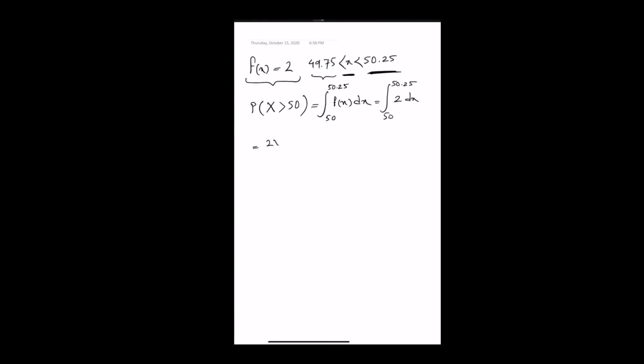That is going to be 2x from 50 to 50.25. And when we put the numbers in, it's going to be 2 multiplied by 50.25 minus 2 multiplied by 50. That's going to be 100.5, and this is 100, right? So 100.5 minus 100. The result is going to be 0.5. So the probability of x, the weight of a package, being more than 50 pounds is 0.5, or 50%.